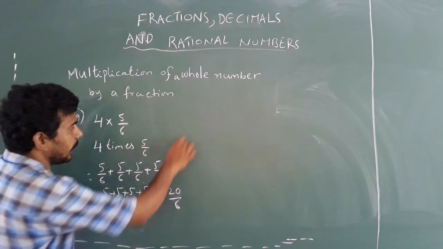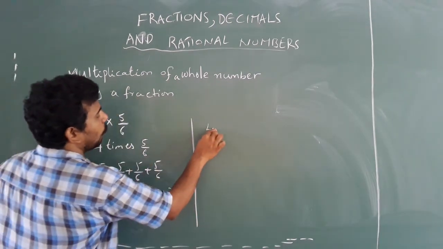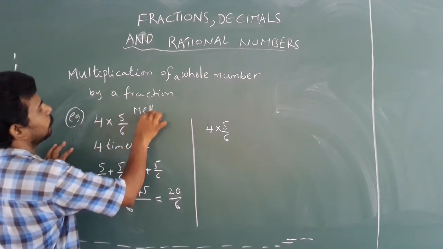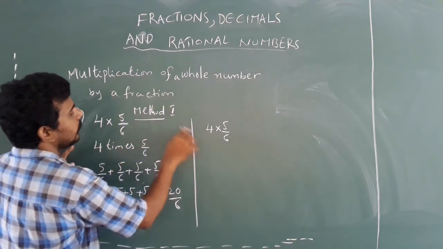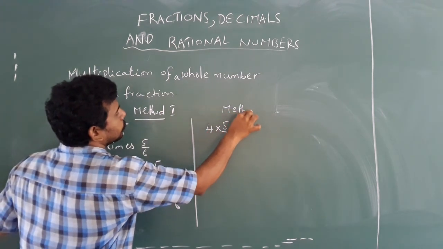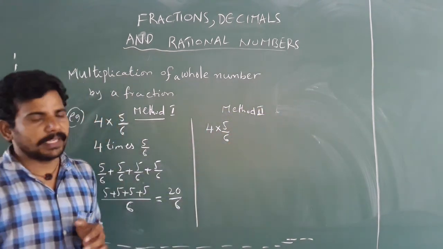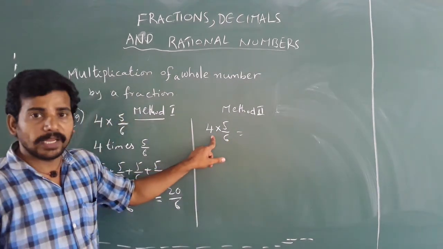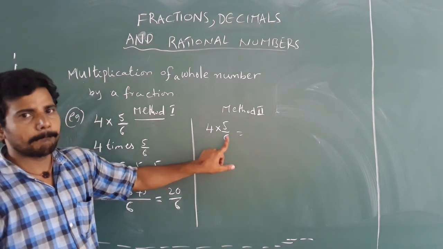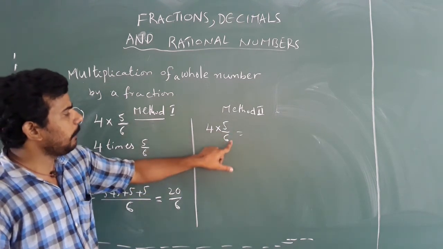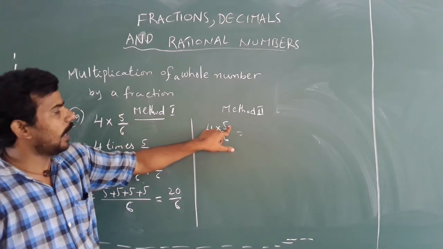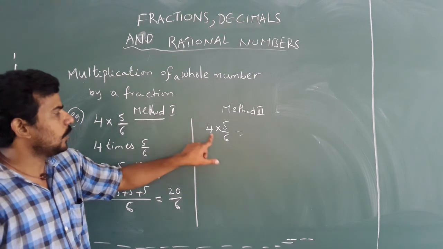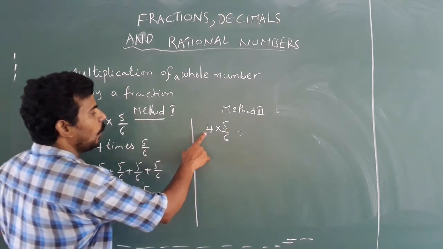One more process is also there. Take the problem 4 into 5 by 6. This was method 1. Now method 2. Consider 4 into 5 by 6, where 4 is the whole number and 5 by 6 is the fraction. In 5 by 6, 5 is the numerator part and 6 is the denominator part. Whole number into the numerator means 4 into 5.